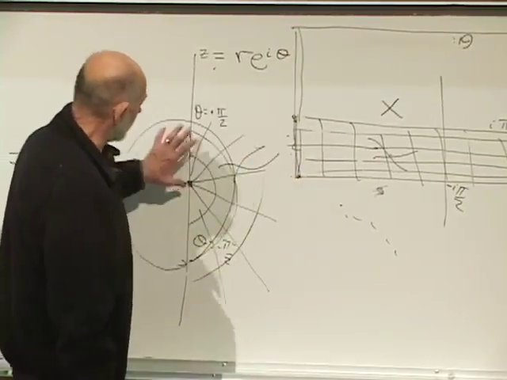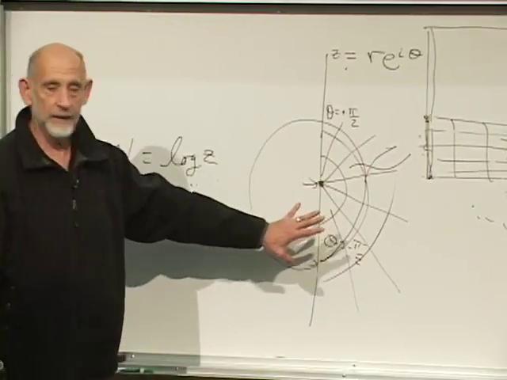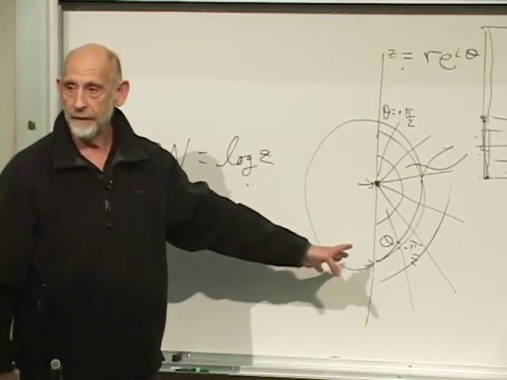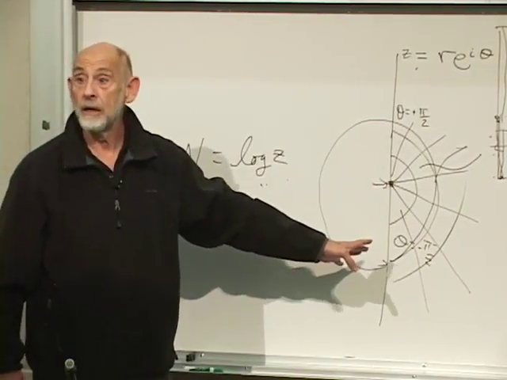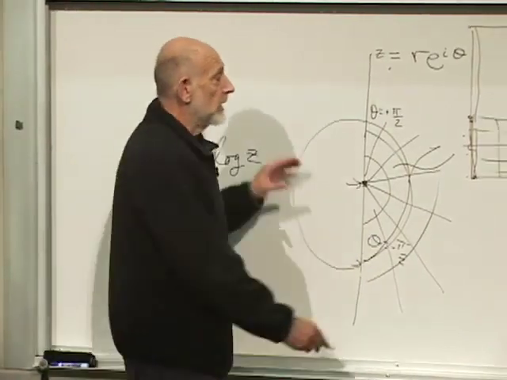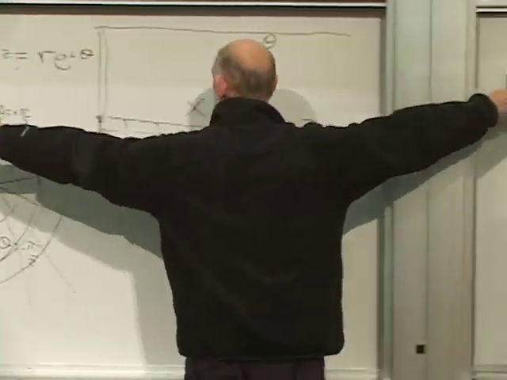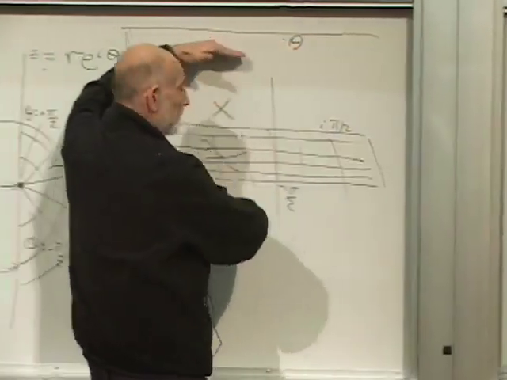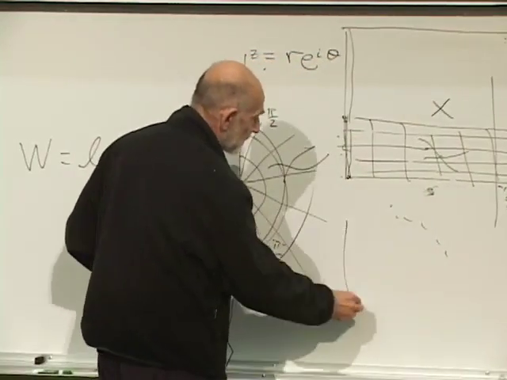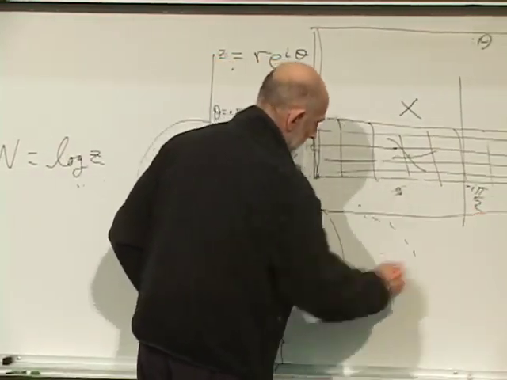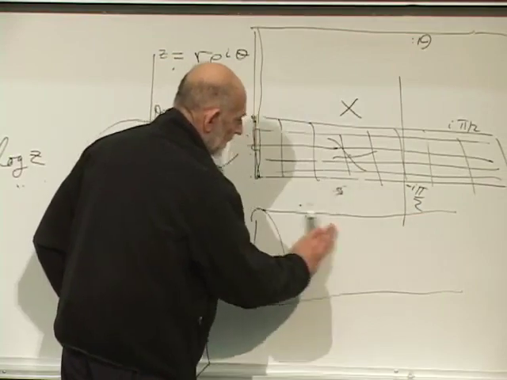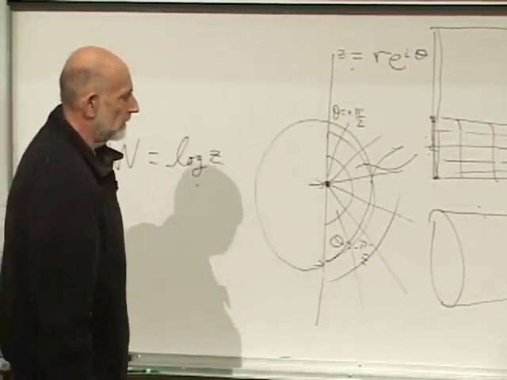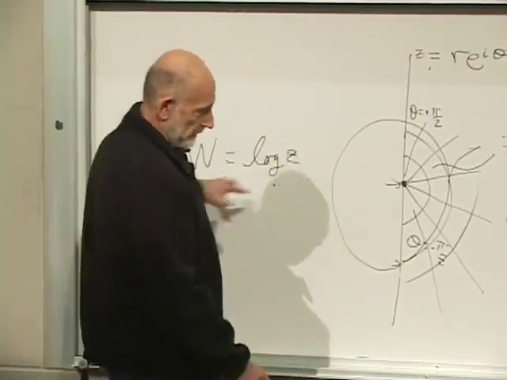In other words, what happens if you map the whole plane? What do you get? Cylinder. Cylinder, not a torus, because this end is not identified with this end, but the top is identified with the bottom. You get a cylinder, an infinite cylinder.